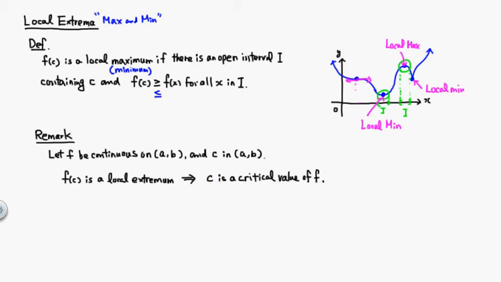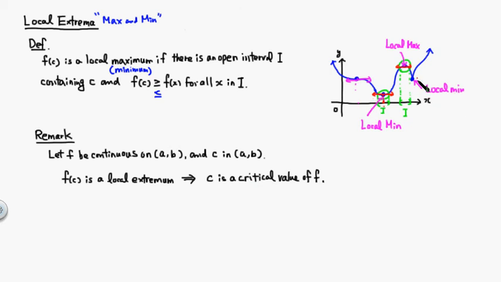So let's check that. Right here we have a local minimum. Look at this point: you have a horizontal tangent line, which means that this is a critical value right here, because the derivative is 0, right? So it's a critical value. And this is a local max here, horizontal tangent line, so we know that that value is a critical value, right?